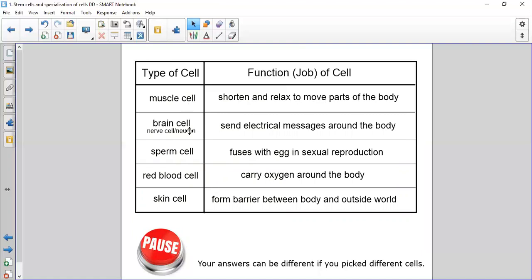The brain cell, or it might be called a nerve cell, or it might be called a neuron. It depends on what internet site you used or what book you've used. They send electrical messages around the body.